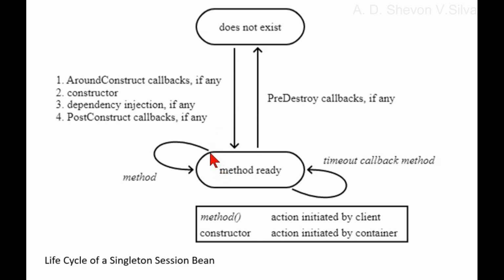Method ready is connected to itself via method. Method is an action initiated by client. Method ready is connected to itself via timeout callback method. Method ready is connected to does not exist via pre-destroy callbacks, if any. Here the constructor is an action initiated by the container.